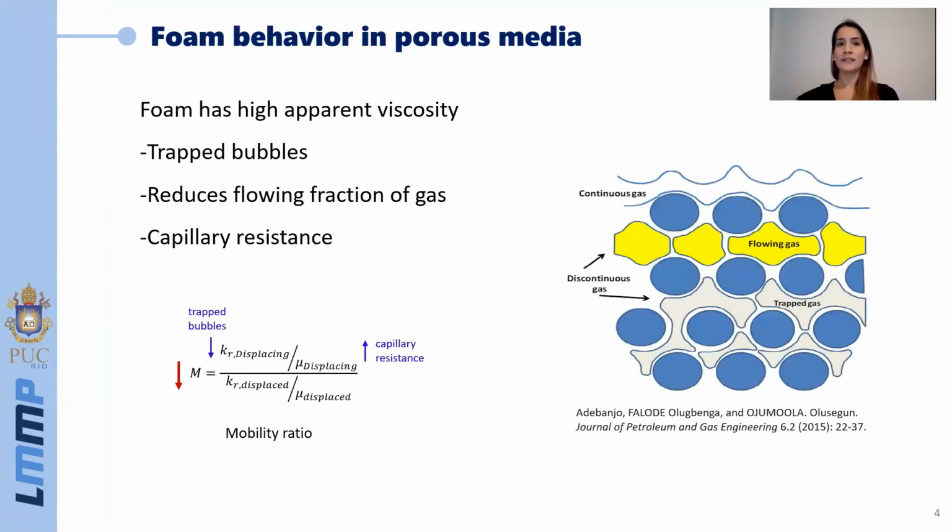Foam behaves in different ways in a porous media. We can have a continuous gas path. We can have bubbles flowing. This is called a bubble train. And we can have trapped gas here in bubbles. Foam has high apparent viscosity by trapping gas in bubbles, reducing the flowing fraction of gas, and providing capillary resistance. So the idea is to decrease the mobility ratio by decreasing the relative permeability of the displacing phase and increasing the viscosity.